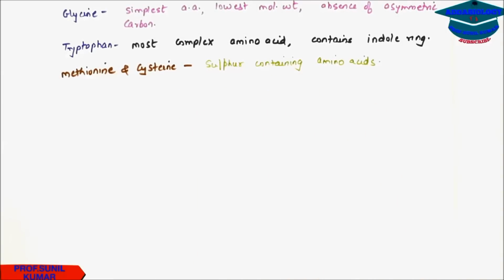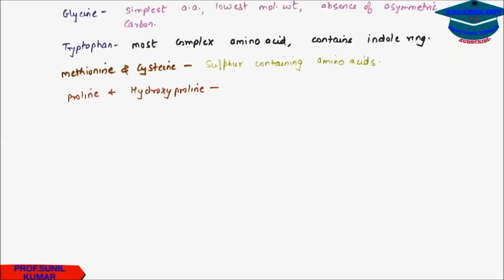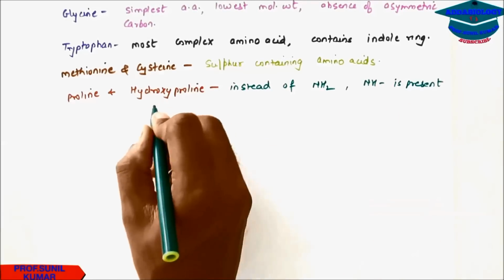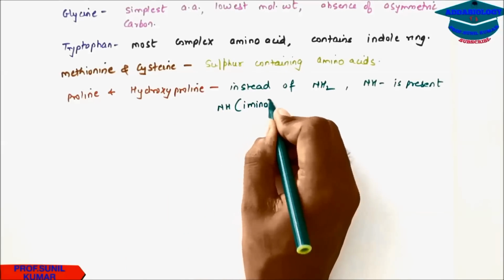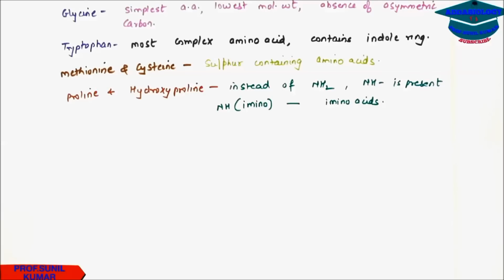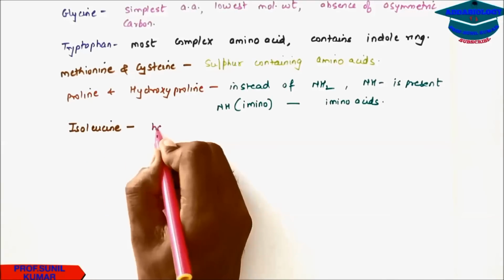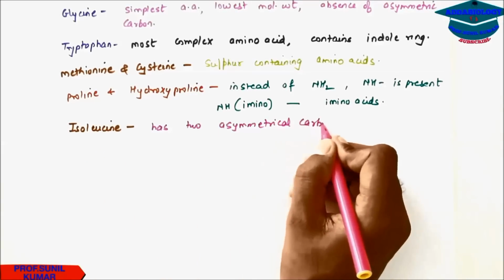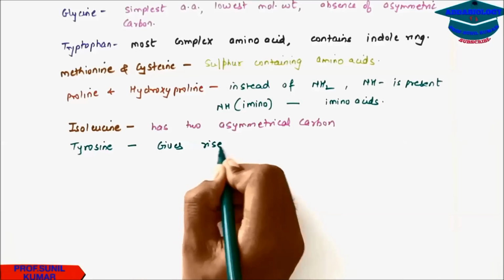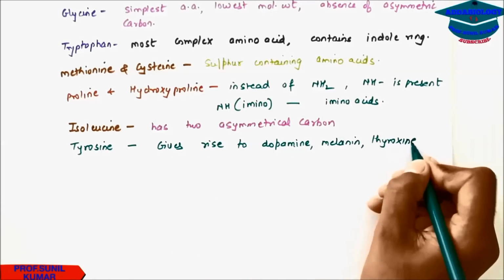Next we have proline and hydroxyproline. Instead of an NH2 group, they have an NH group. NH is imino, and NH2 is amino, so we need to understand the difference between NH2 and NH. The next amino acid is isoleucine, which has two asymmetric carbons. Now tyrosine. Tyrosine gives rise to dopamine, melanin pigment, thyroxine hormone, and adrenaline and noradrenaline hormones.